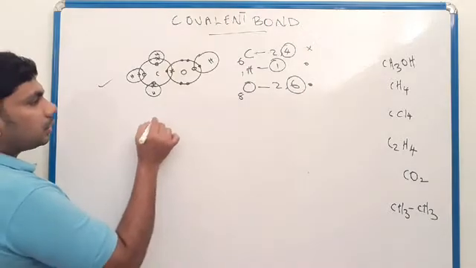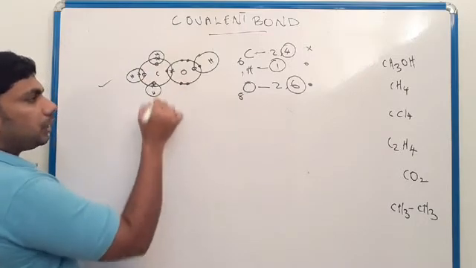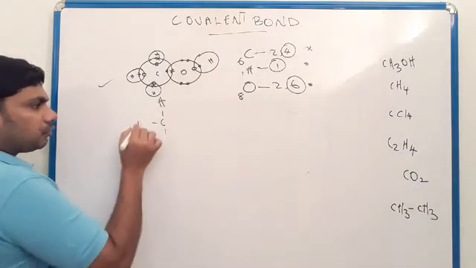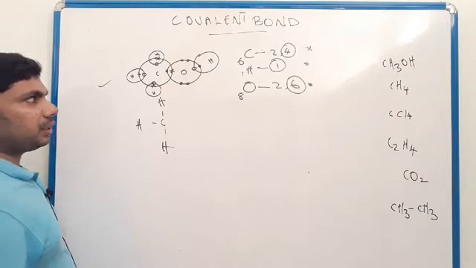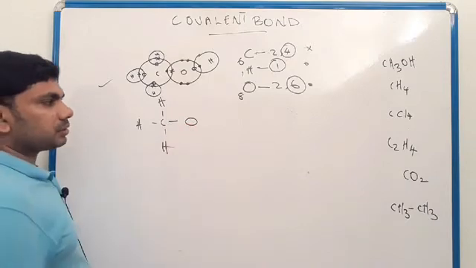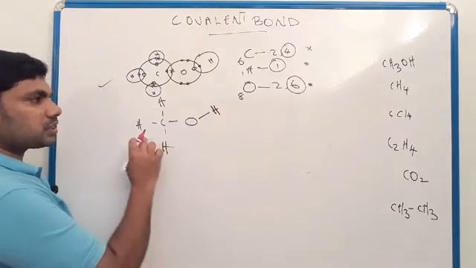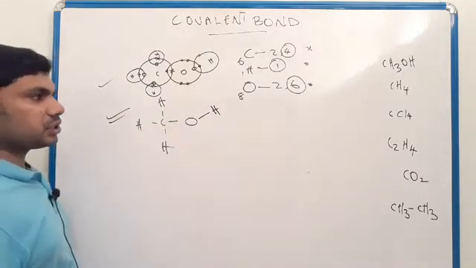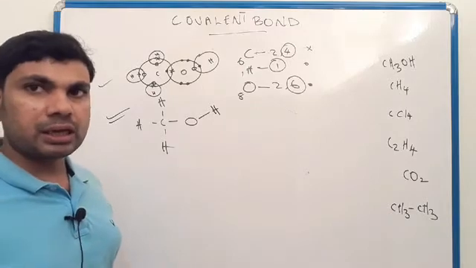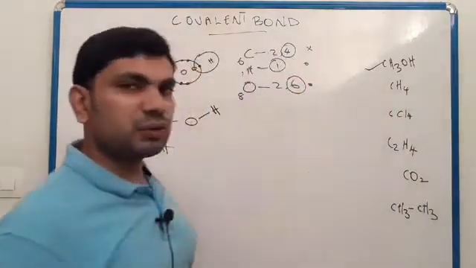Look here, carbon shares one pair of electrons with hydrogen, CH3. Also carbon shares one pair of electrons with oxygen, and oxygen shares one pair of electrons with hydrogen. So this is CH3OH. This single line represents a single bond, one pair of electron sharing. Clear?